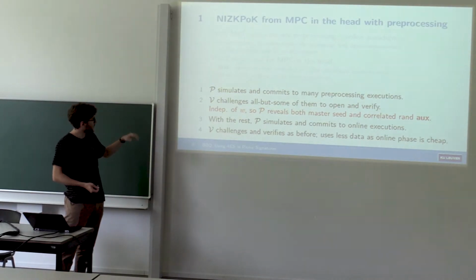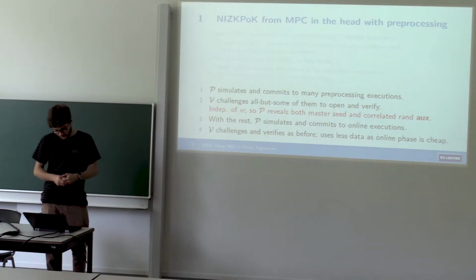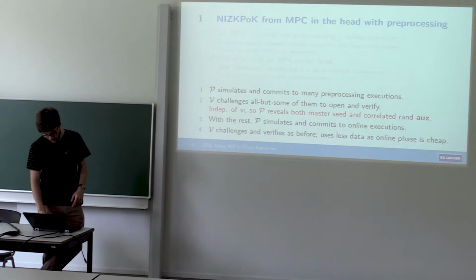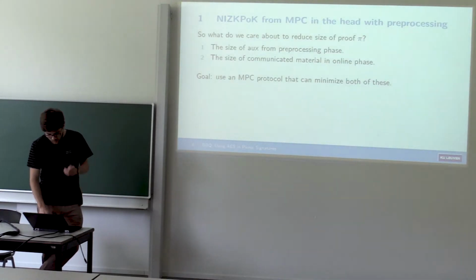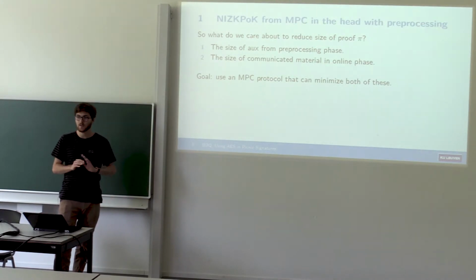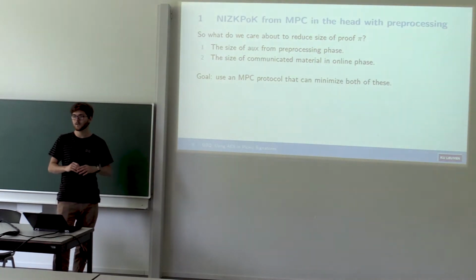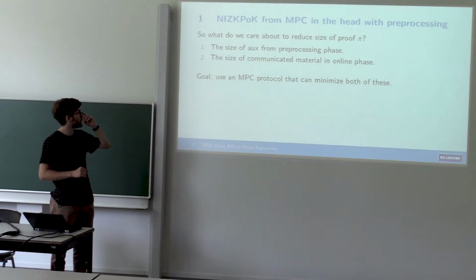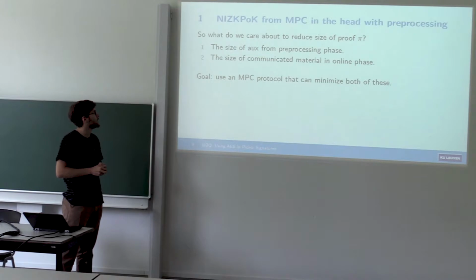Here it's 4 rounds. Well, it's 4 steps, but in practice we can squash this to make it non-interactive again. But I'm not going to give you those details. So what do we care about? What we care about mostly is proof size in this context. Computation time is already very long for Picnic signatures, so we're not really working on this one. And so we care about the size of the auxiliary information and the size of the communication in the online phase.